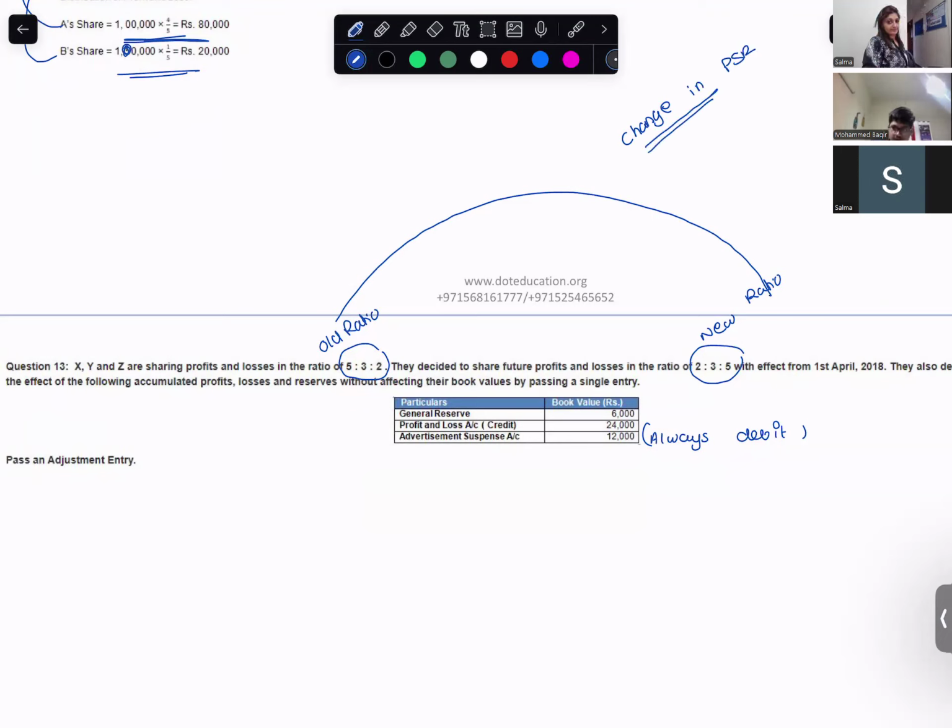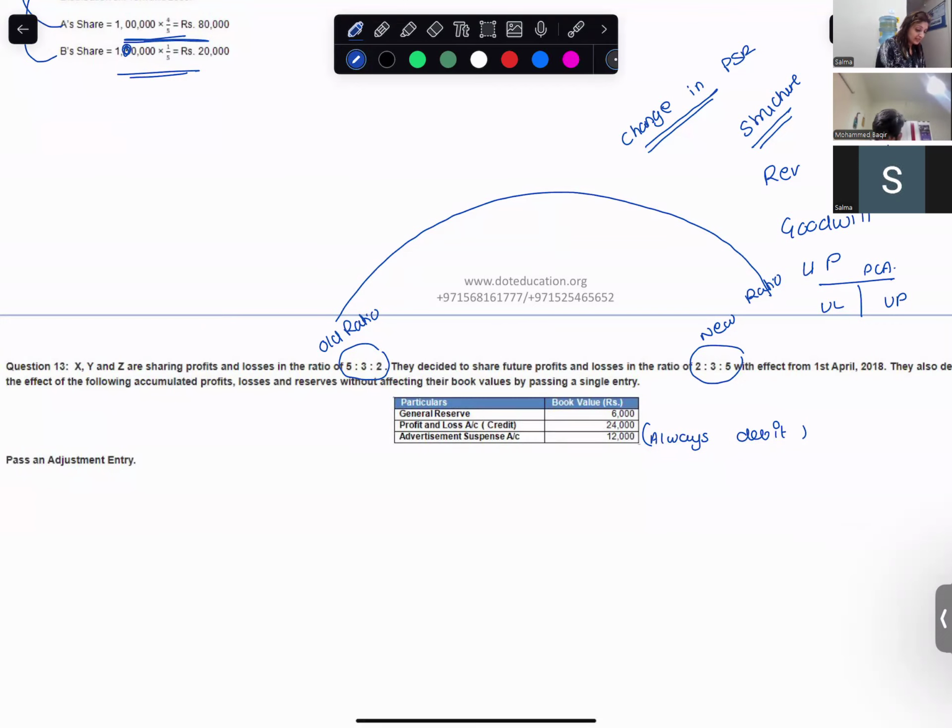It means there's a change in the structure. If there's a change in the structure, we can do revaluation of the assets and liabilities, and then we can do goodwill adjustment. Unrecorded assets go to the credit side and unrecorded liabilities to the debit side. Unrecorded profits go to the partners' capital account credit side, and unrecorded losses go to the capital account debit side.